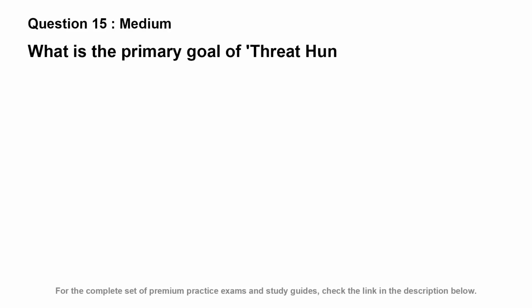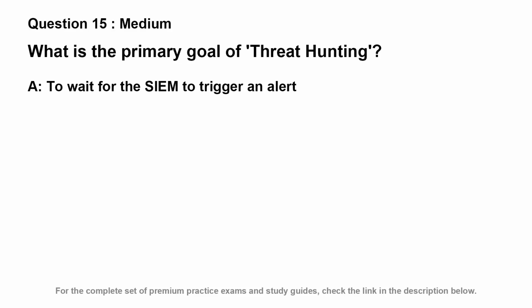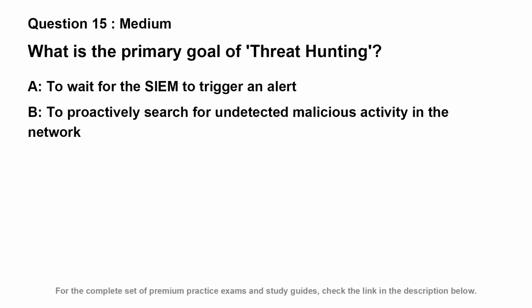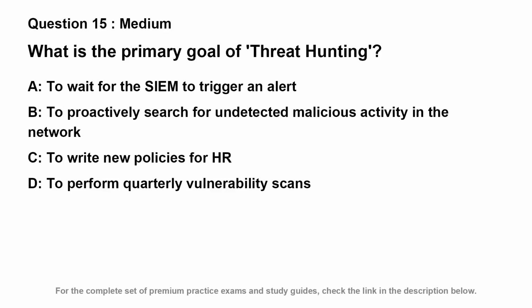What is the primary goal of threat hunting? Option A, to wait for the SIEM to trigger an alert. Option B, to proactively search for undetected malicious activity in the network. Option C, to write new policies for HR. Option D, to perform quarterly vulnerability scans.